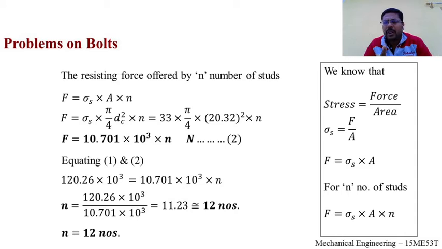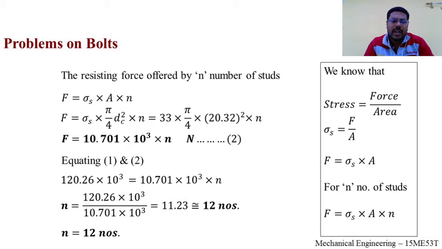Equation number 2. Both equations, equation 1 and 2, are equated here. So the first one is 120.26 × 10^3 = 10.701 × 10^3 × n, where n is the number of bolts. Therefore, n = 120.26 × 10^3 / (10.701 × 10^3) = 11.3 numbers.